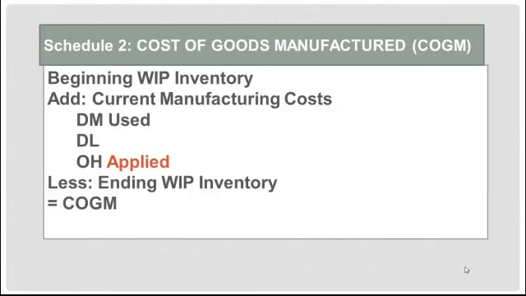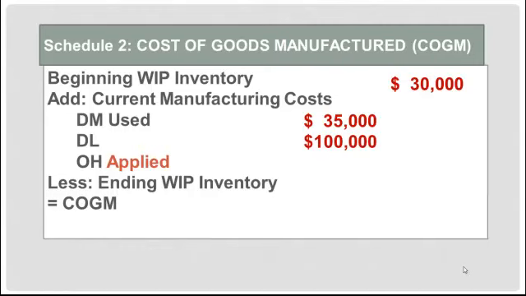So once again, just filling in what we know. We're told that beginning work in process is $30,000. We calculated direct materials used to be $35,000. Direct labor cost is given as $100,000, and overhead applied is $85,000. Do note that we're using the overhead applied because that's what's assigned to the work in process account.